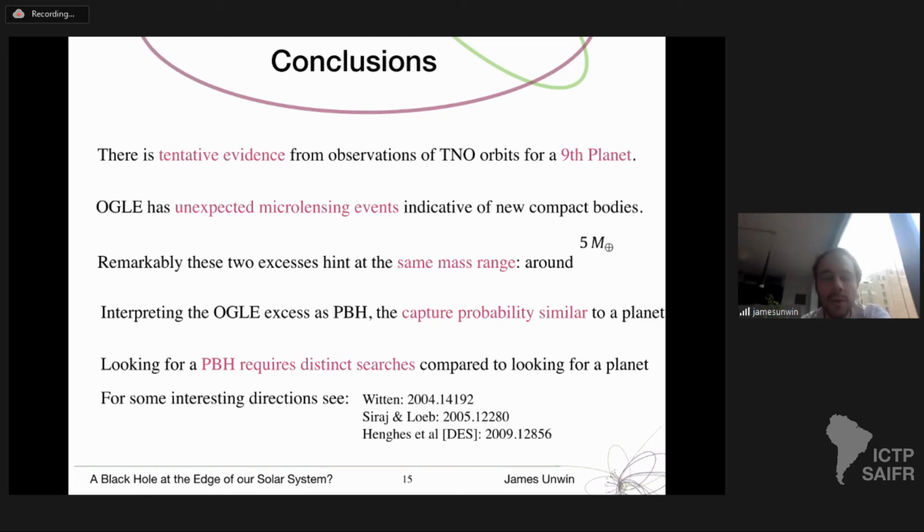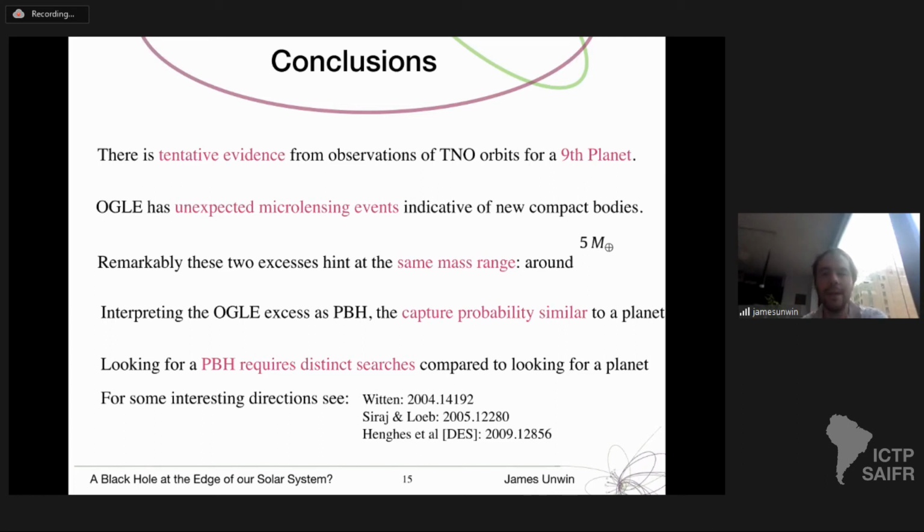So I'll just highlight a few of these before closing. Witten proposed building a fleet of micro spaceships, hundreds of these to flood the solar system and search for gravitational signals of this primordial black hole. Siraj and Loeb proposed using LSST to actually try and pinpoint this thing. And more recently, Hengs had proposed using the Dark Energy Survey to look for this primordial black hole. There are actually a few other ones as well. These are just my top picks right now.